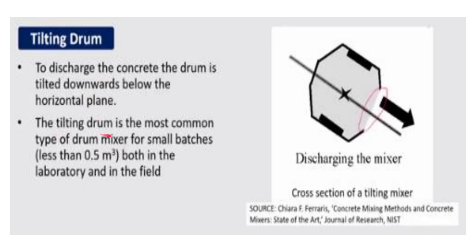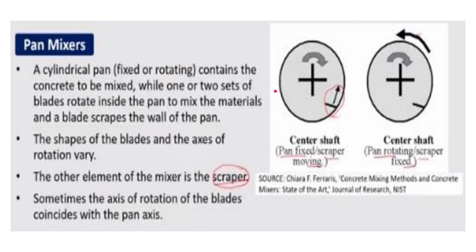The tilting drum is the most common type of drum mixer for small batches of less than 0.5 meter cube, both in the laboratory and the field. As I told you, for batching we mainly use drums of less than 0.5 meter cube volume, so basically the tilting drum is used. If the requirement is more than 0.5 and about 1 meter cube, then we go for the reversing drum, because too much tilting may be a problem. This is the sketch of discharging the mixer, and this is the cross section of the tilting mixer. So that is mainly about the drums.